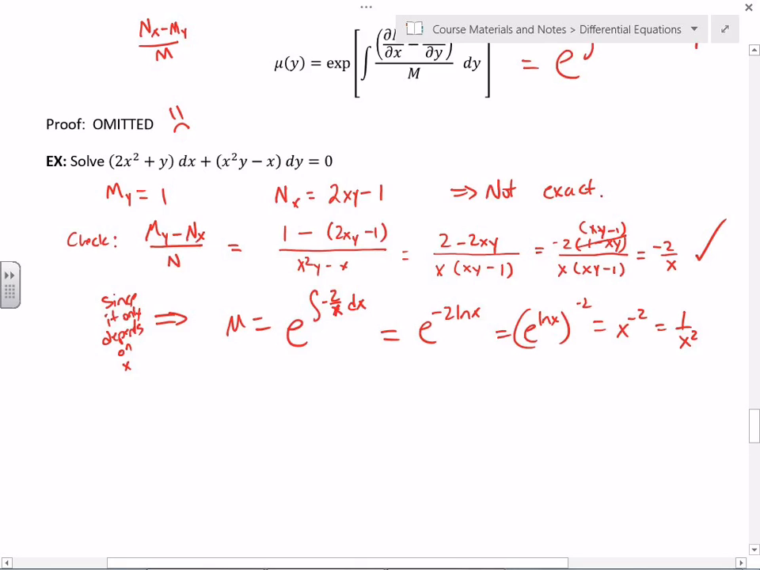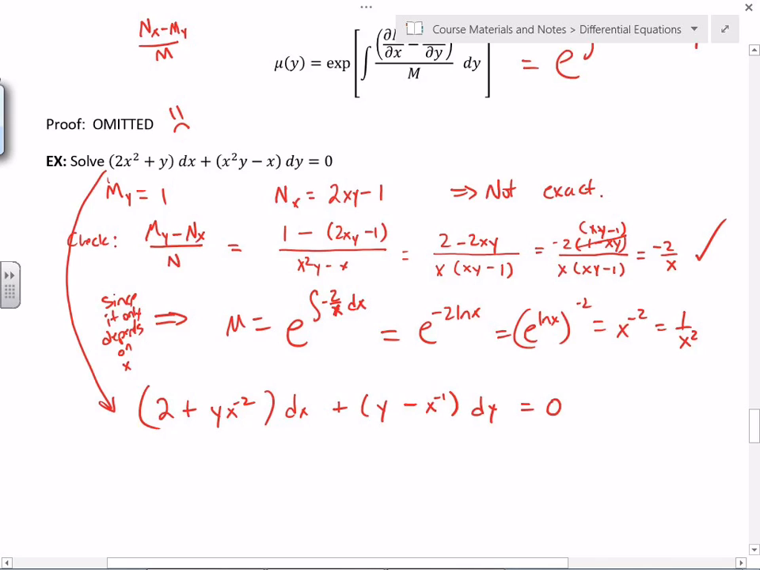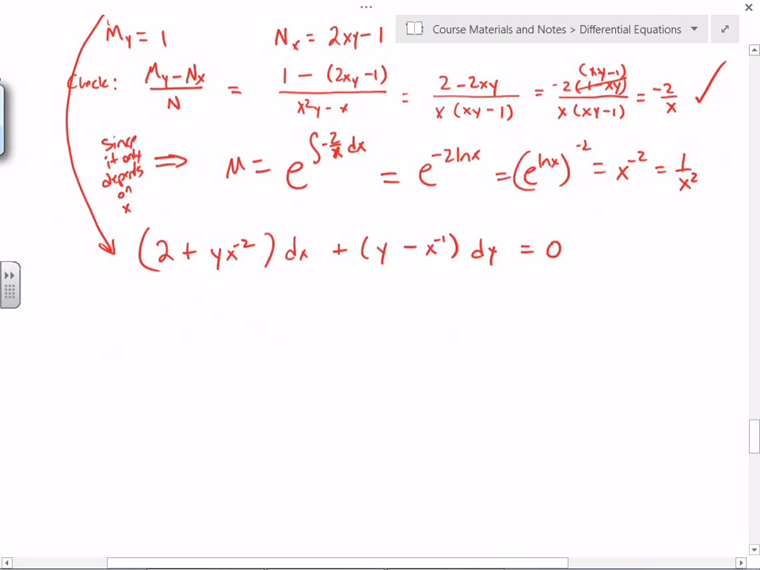You with me? Yes. Now, what am I going to do with that mu? So my new equation now becomes basically divide everything by x squared. Right? So (2 plus y x to the -2) dx plus (y minus x to the -1) dy equals 0. Took everything in there, multiplied it by 1/x squared, or x to the -2. But does that also mean that the solution will not exist at 0?